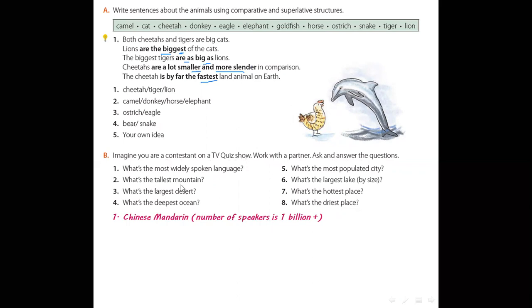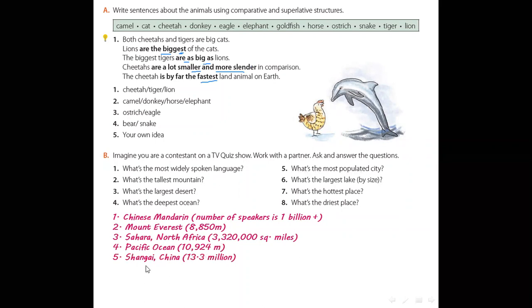What is the tallest mountain? The tallest mountain is Mount Everest. What is the largest desert? The largest desert is the Sahara, North Africa. What is the deepest ocean? It's the Pacific Ocean. Number 5, what is the most populated city?